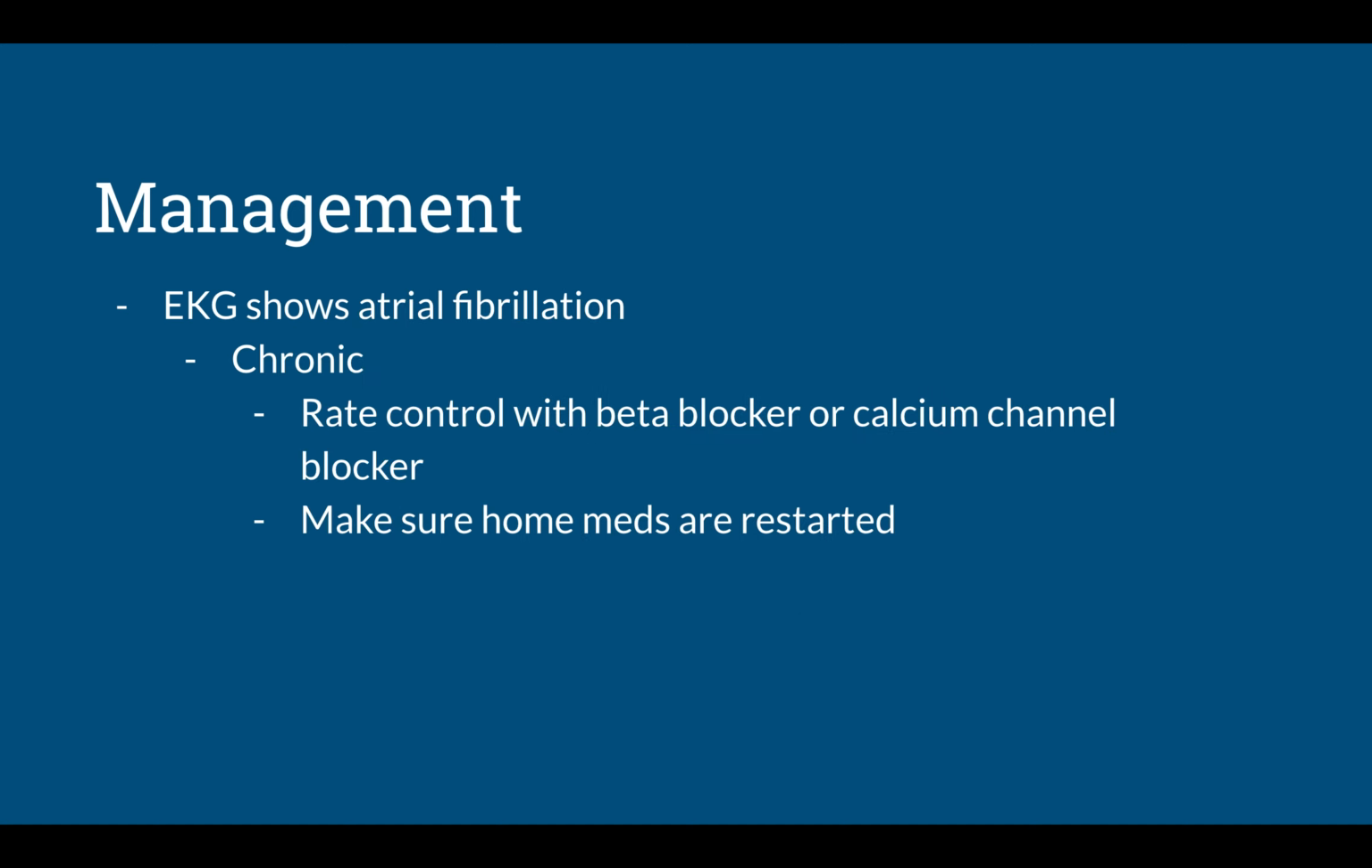If you get an EKG, you see atrial fibrillation, and the patient has a known history of AFib, then you're going to want to make sure their home meds are restarted. And usually that's going to be with a beta blocker or calcium channel blocker, and keeping in mind that they can stay in AFib as long as they're stable and their heart rate is good.